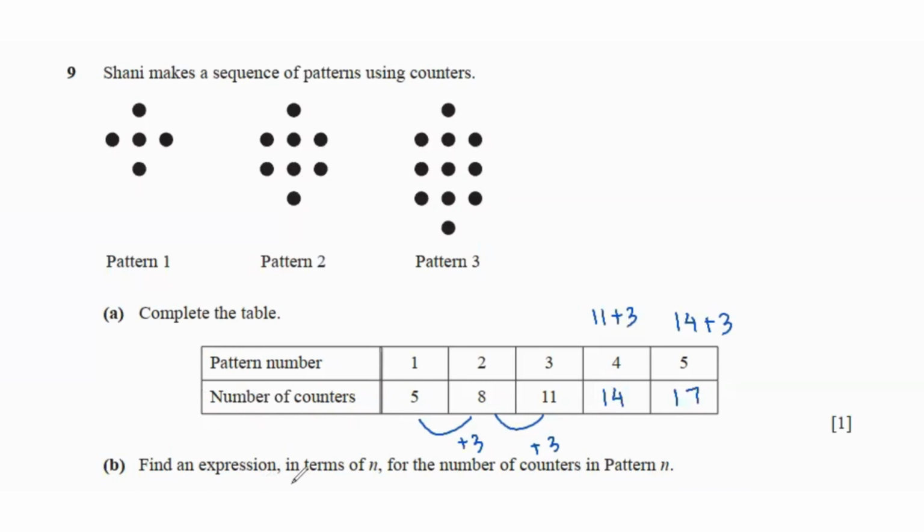Then it says find an expression in terms of n for the number of counters in pattern n. So for the nth term, we'll multiply the common difference by n, which is 3. So 3n is what we have. But we know that if we do 3n, T1 would be 3 times 1, which is 3, and that's not equal to 5. So to make it equal to 5, we'll have to add 2 to it. So that means our nth term is going to be 3n plus 2.